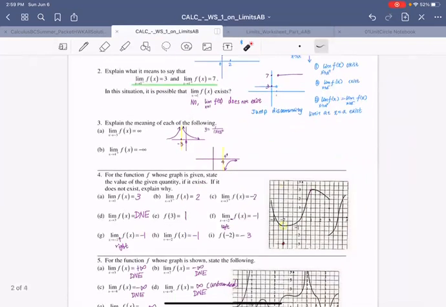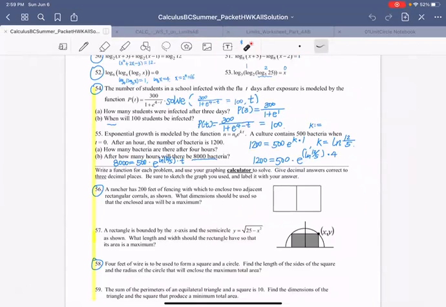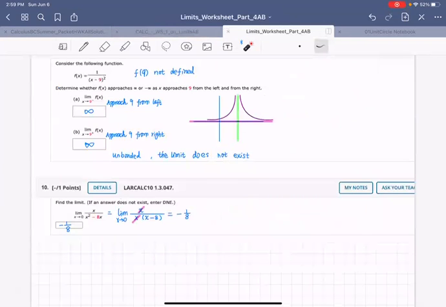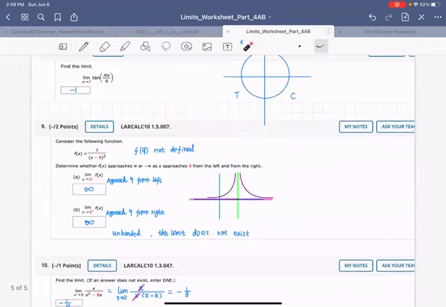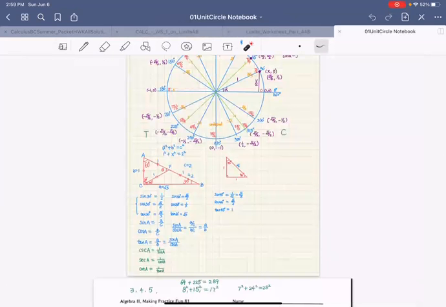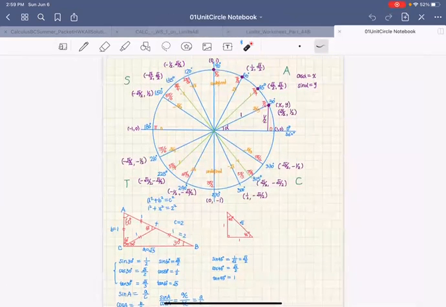We will revisit this worksheet, so we can hold on this worksheet until next week. The major thing I want you to finish is this summer packets, this worksheet. And for students who need the PreCal unit circle foundation, I will attach this to the Google Drive also.